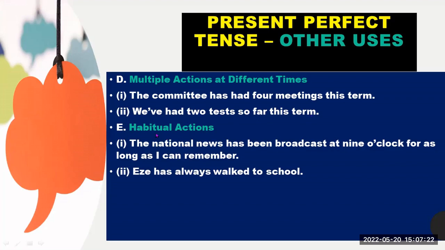Then the next use of the present perfect tense is to report or talk about habitual actions, things that happened habitually or frequently, all right? Or all the time, if you like. For example, the national news has been broadcast at 9 o'clock for as long as I can remember. This has habitually happened at that particular time. Then another example is Eze has always walked to school. Now the adverb always can be combined with the present perfect tense to talk about habitual actions. You can say frequently or often or usually, all right? So any of those adverbs of frequency can be combined with the present perfect tense to talk about habitual actions.